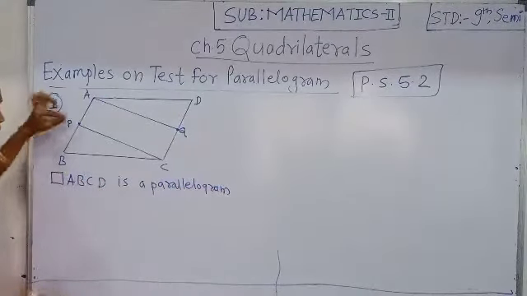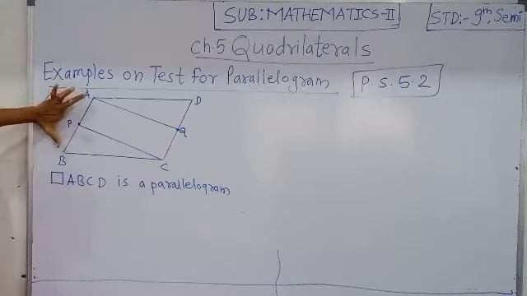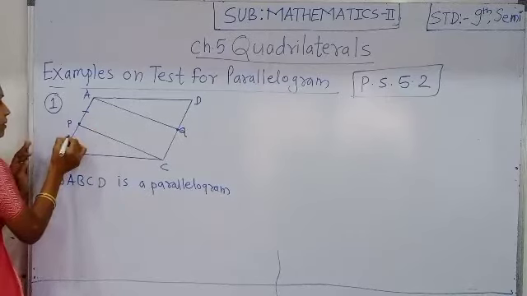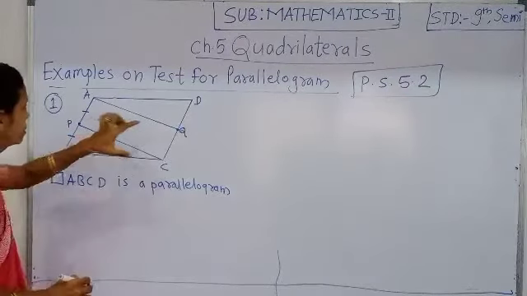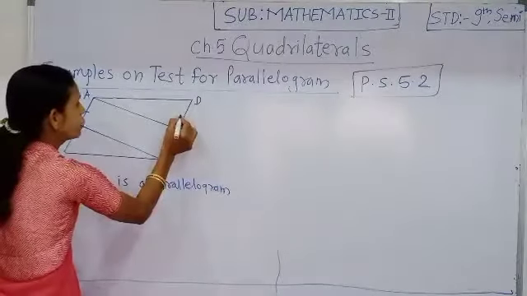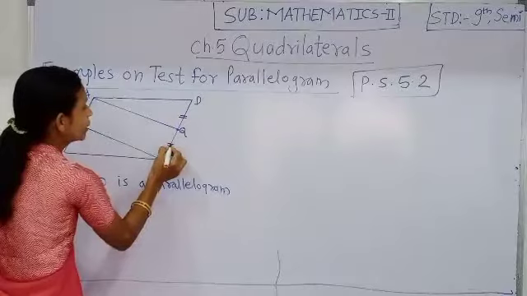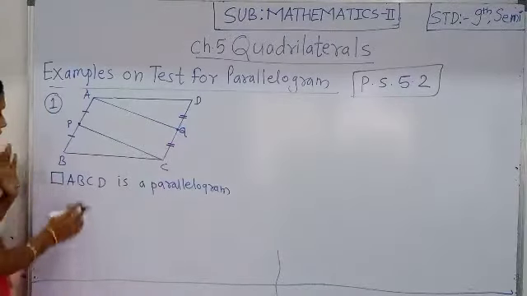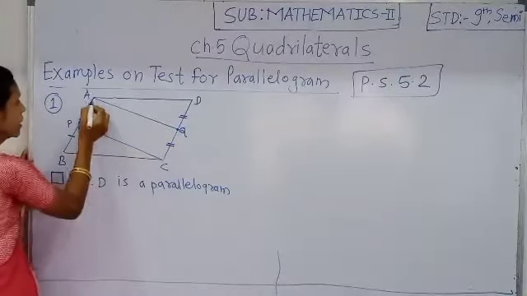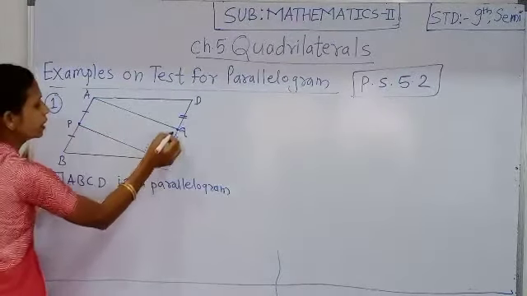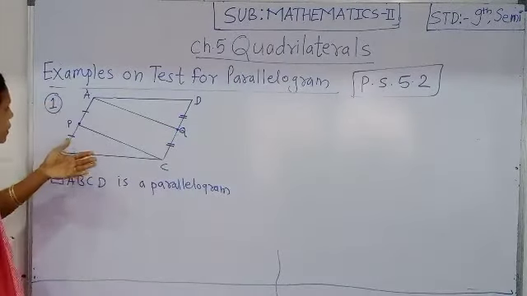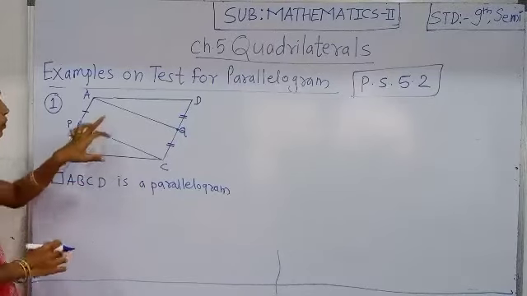And here P is a midpoint of side AB. That means here AP is congruent to PB. Then similarly Q is a midpoint of CD, as given here. Therefore QD is congruent to CQ. Then we have to prove that the new quadrilateral which is formed here, that is APCQ, is a parallelogram.